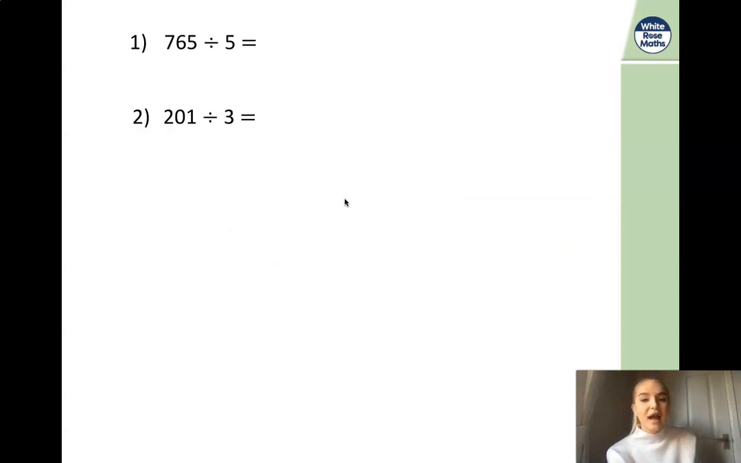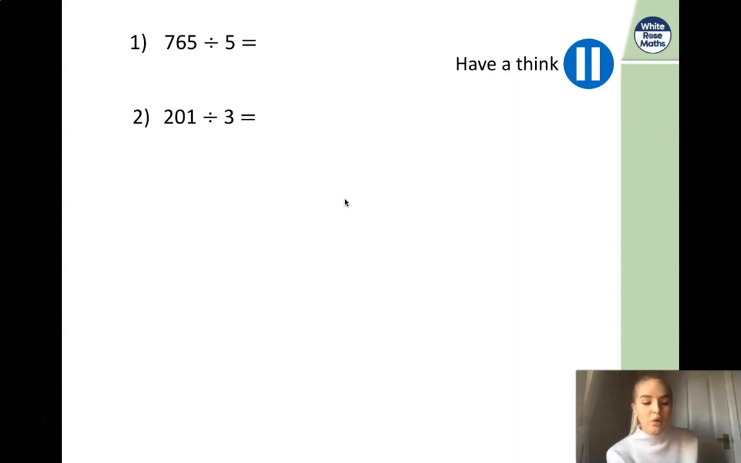Okay, now it's your turn to pause the video and have a think. How could you use a place value chart and the part-whole model to work out these two questions? Pause the video and spend about 5 or 6 minutes having a think and having a go. Off you go.